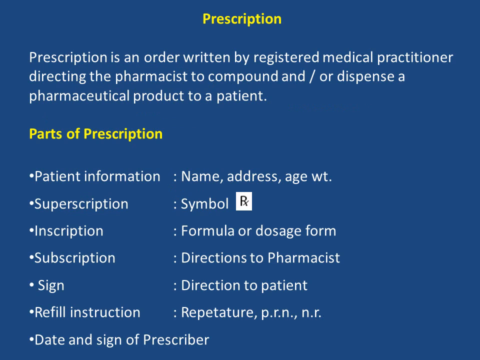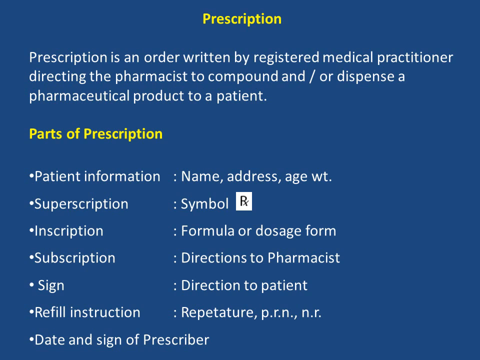The summary of prescription and its parts. Thus, prescription is an order written by a registered medical practitioner directing the pharmacist to compound and or dispense a pharmaceutical product to a patient. The parts of the prescription are, first, patient name or patient information, which has the name, address, age, weight. Superscription is the symbol Rx.